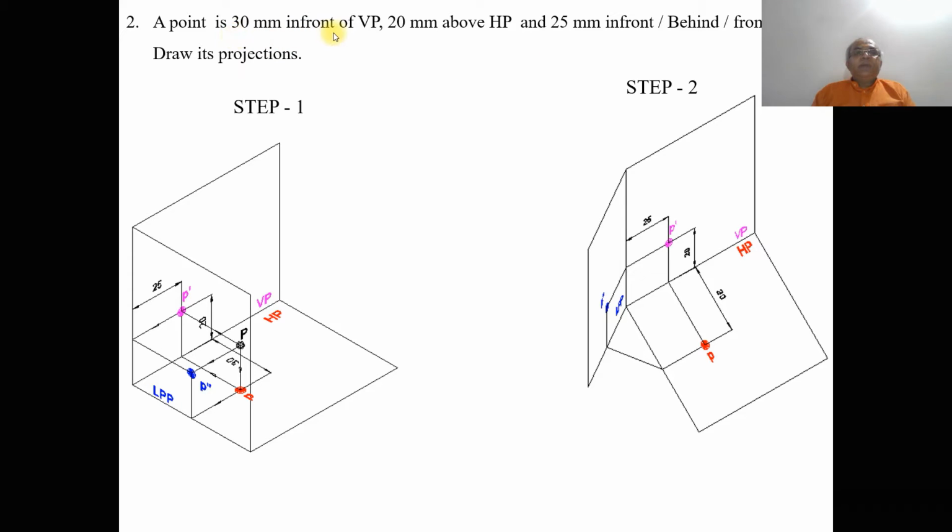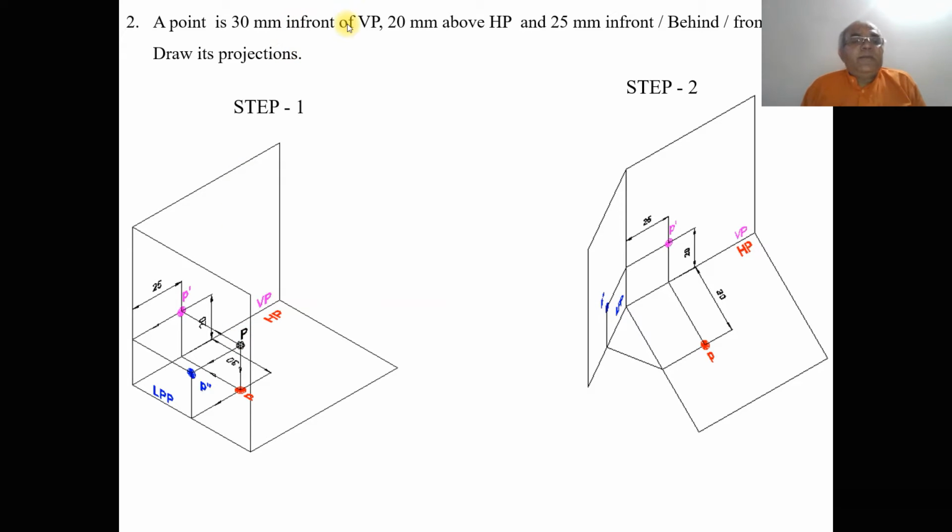So the distance is 30 mm in front of VP, 20 mm above HP, and 25 mm. Since it is 30 mm in front of VP, obviously it should be 25 mm in front of LPP. So obviously the view in front of LPP can be seen from the right side view. When you analyze this, the distance in front of VP is seen from the top view, so that image will fall on HP. Since the problem says a point, I can take any point, so I take capital P as the point which is in space.